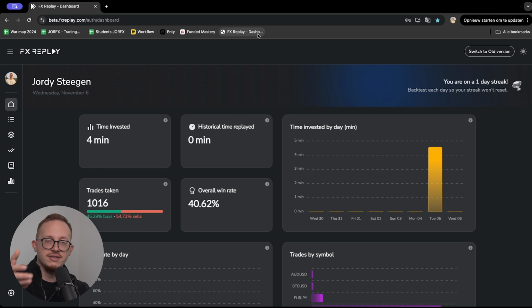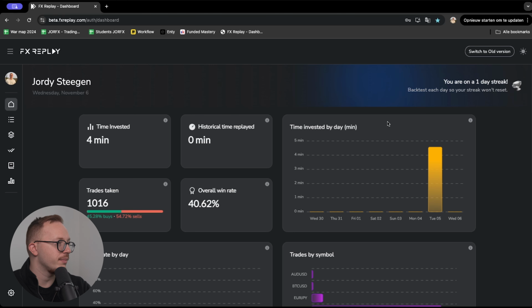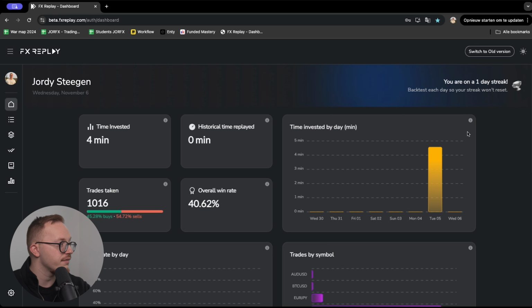So please take this as a challenge and come and challenge me. We will compare stats in a while. I really love this gamification part of it, and I think it can hold you so accountable. Do this with your friends, right? Start a challenge with your friends. Challenge each other for having a bigger day streak. Challenge each other for having more time invested or a bigger win rate or more trades taken.